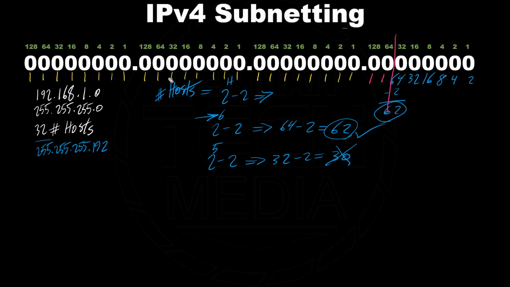So basically 1s represent the network bits and 0s represent the host bits. So what is the CIDR notation? If we count all the 1s, it is 26. So 1, 2, 3, 4, 5, 6, 7, 8 plus 8, 16 plus 8, 24, 25, 26.